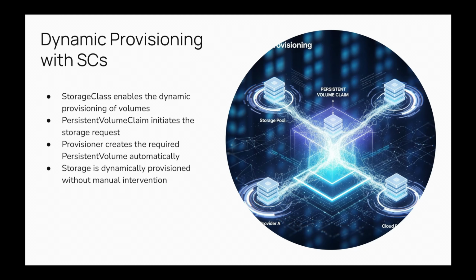The provisioner is the real worker. The provisioner is the chef in the kitchen, the actual software that knows how to fulfill the order. In a cloud environment like Google Cloud, the provisioner would be something like kubernetes.io/gce-pd. For on-premise or self-hosted environments, this is where solutions like Longhorn or Ceph using Rook come in. These are powerful software-defined storage systems that run inside your Kubernetes cluster. When you install a solution like Longhorn, it also installs its own provisioner, typically named driver.longhorn.io.